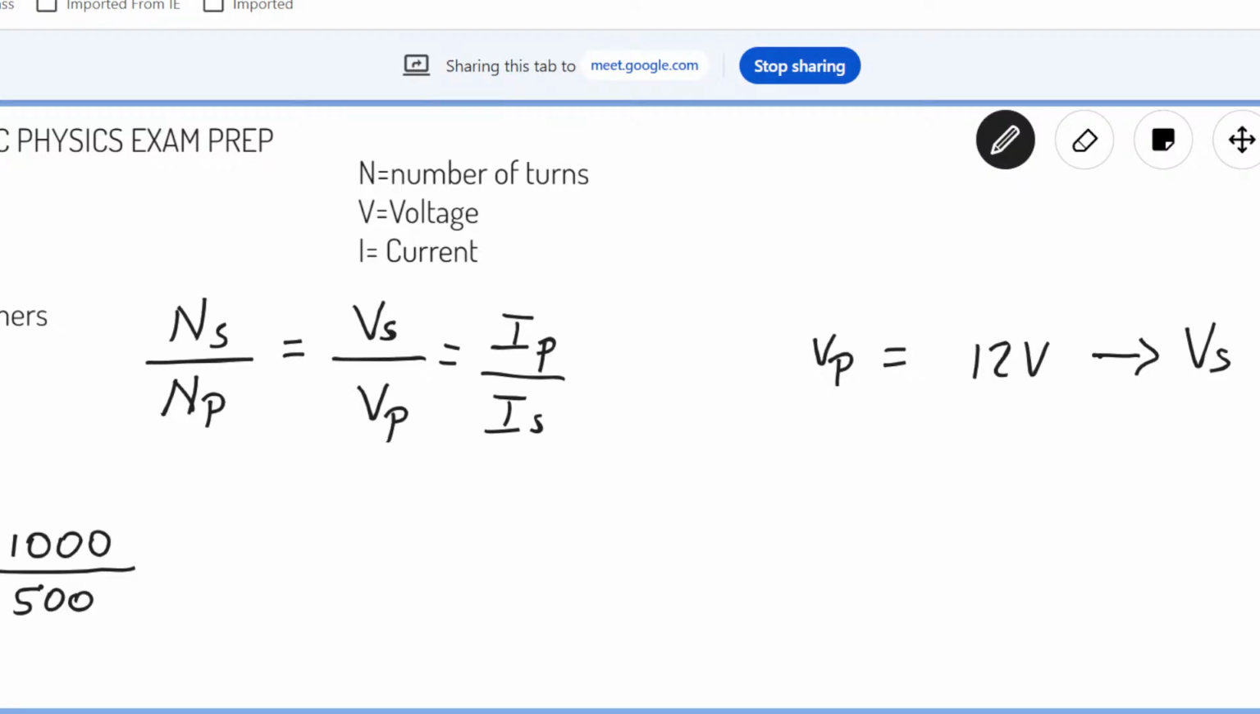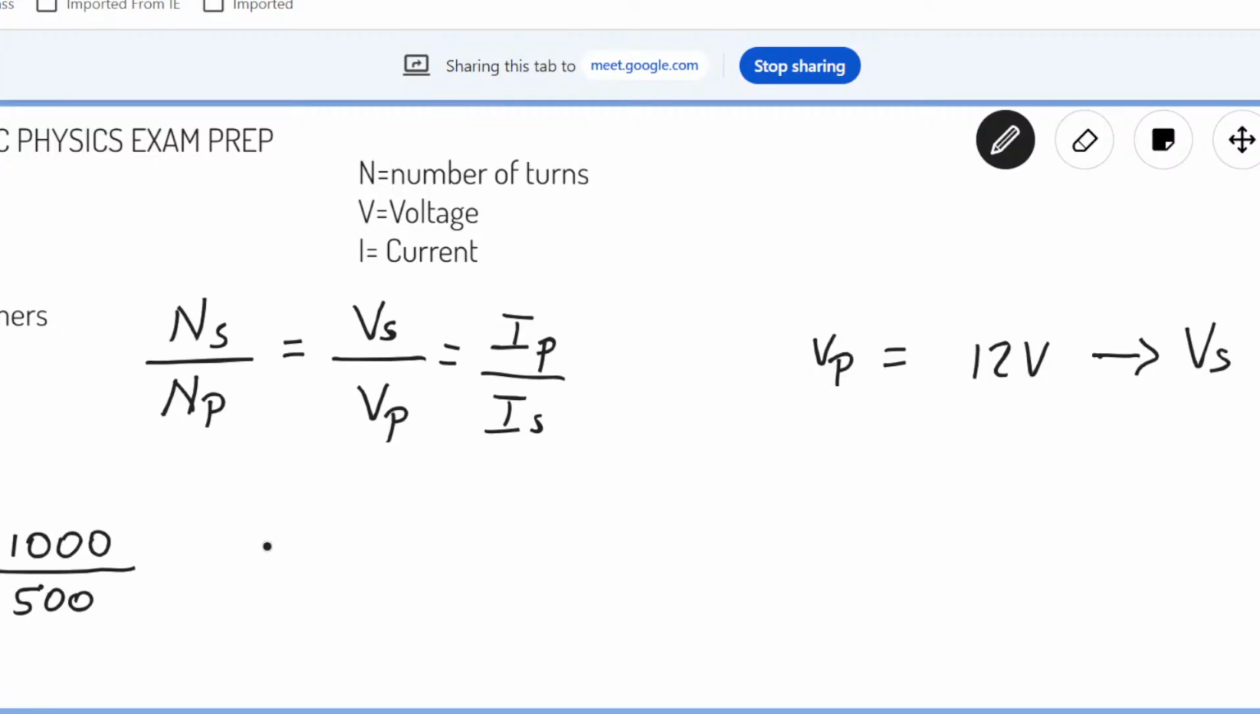It will be double, so it will become 24 volts. All right, so that's it. There's a direct correlation between the ratio in the number of turns on the secondary and primary with the ratio of the voltage. So if you double the number of turns, you are going to double the voltage.